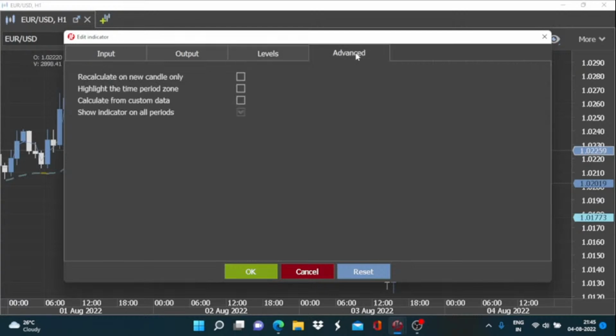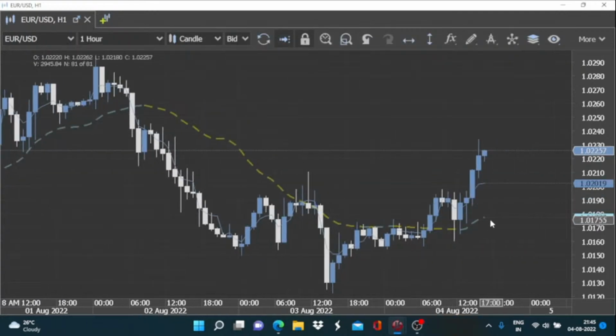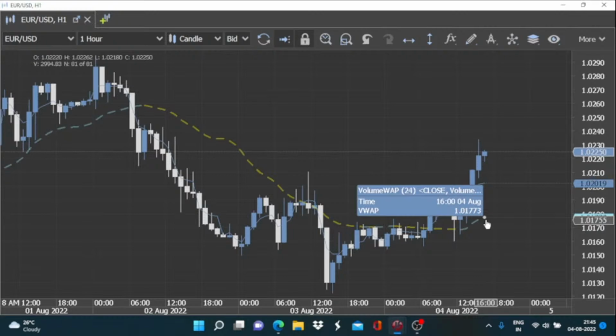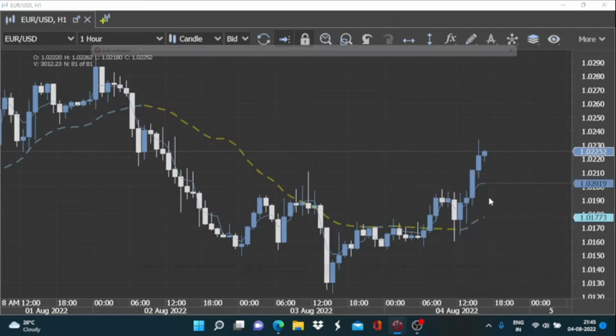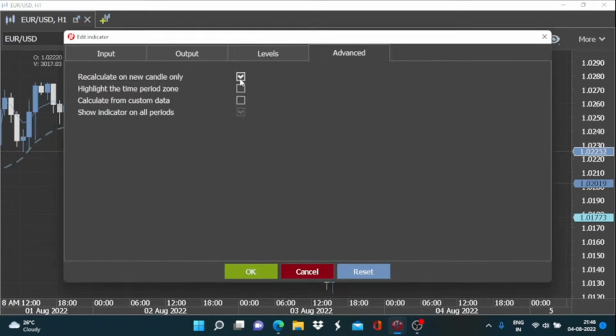Then we come to the advanced editing options. If you want the recalculation to be done on new candle only, then you opt for this box. Here you take this check mark, and you will see that this plotted value will remain constant for this given candlestick grid. If it is hourly, then the value will remain constant for all of the hour. But if you keep that box unchecked, then it will keep varying as per the current closing price.